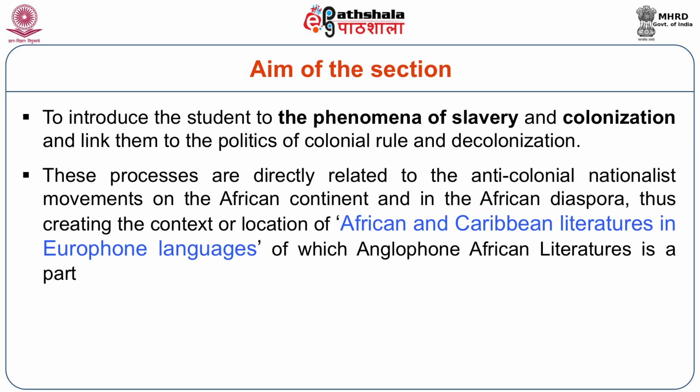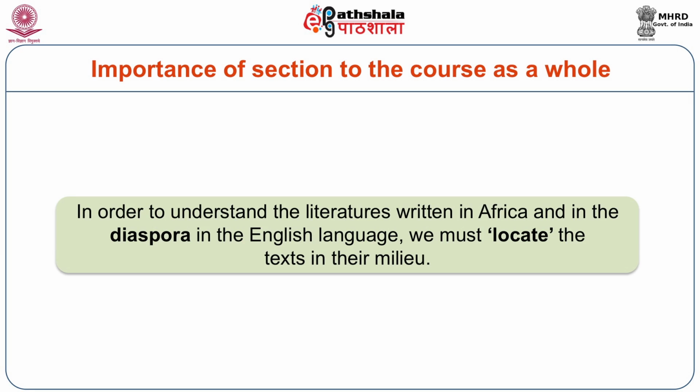These processes are directly related to the anti-colonial nationalist movements on the African continent and in the African diaspora, thus creating the context of location of African and Caribbean literatures in Europhone languages, of which Anglophone African literatures is a part. The importance of this section to the course as a whole is that the student will understand the literatures written in Africa and in the diaspora in the English language by locating the texts in their milieu.